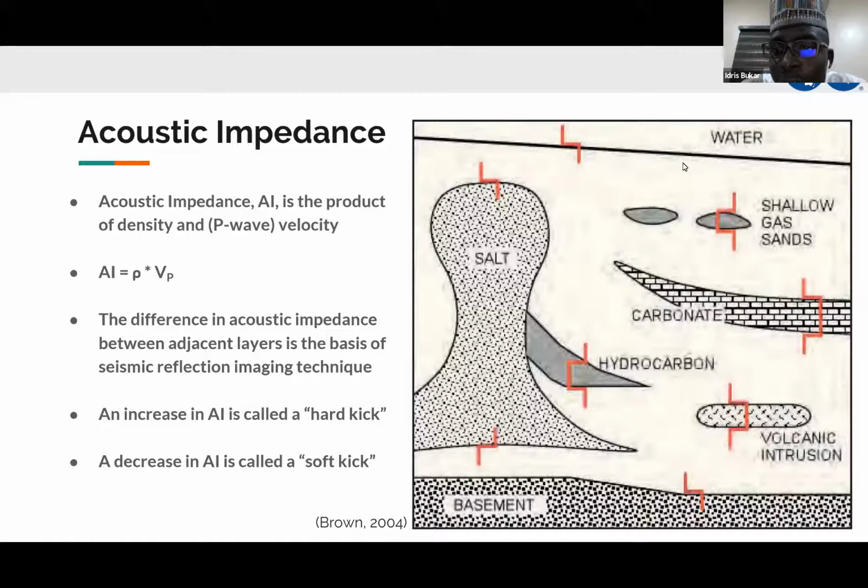Also, if you have a shallow gas sand, you're going to get a soft kick at the top of it and a hard kick as you exit it. Because as you're entering into the shallow gas sand, you are going from a rock, so a shale. So anywhere we could assume for now, anywhere on this diagram that is not shaded is a shale, right? Because shales make up more than, I think, 70% of the subsurface.